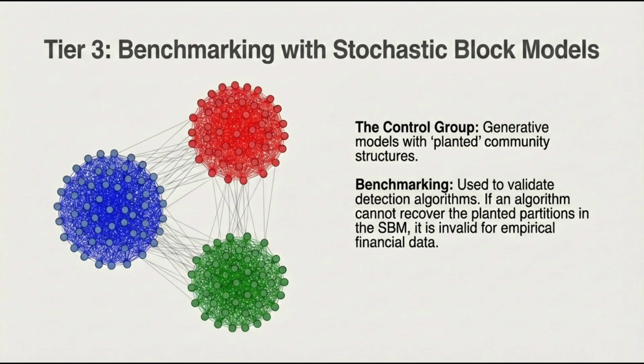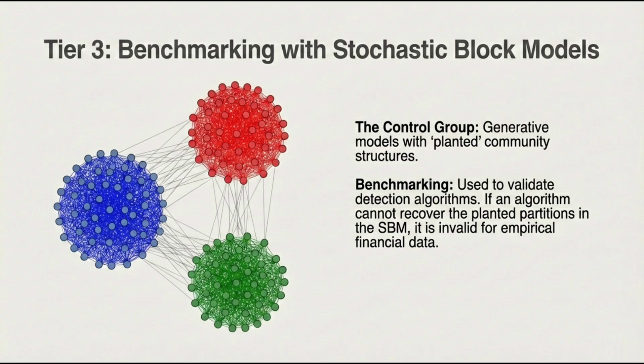This slide sharpens the role of simulation by introducing stochastic block models, or SBMs. The figure shows three clearly colored communities, which are examples of planted partitions. In other words, the model is built so that the true community structure is known in advance. That makes the synthetic graph a control group for benchmarking. The slide gives a very practical interpretation.